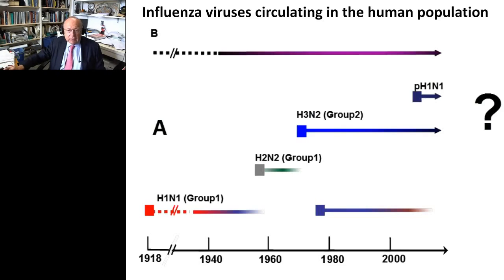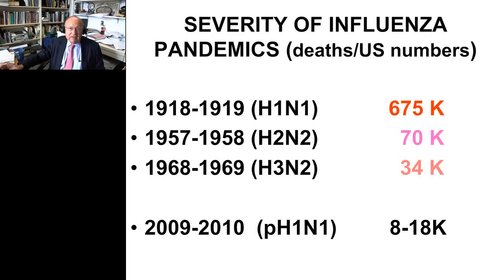Now, we already talked about the 1918 situation, and there we had quite a lot of death, as I said, in terms of the overall estimates, up to 100 million people died in 1918, 1919. In the US, this illustrates the severity of influenza pandemics, and those are deaths in the United States. As I said, we had about 750,000 in 1918.